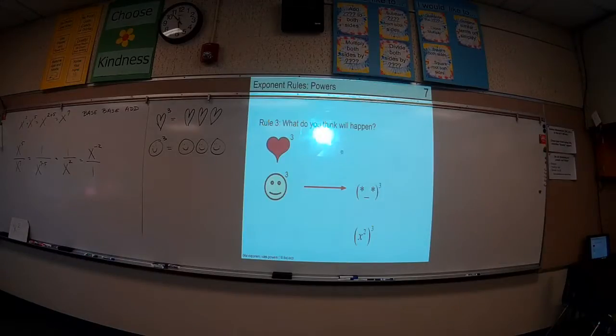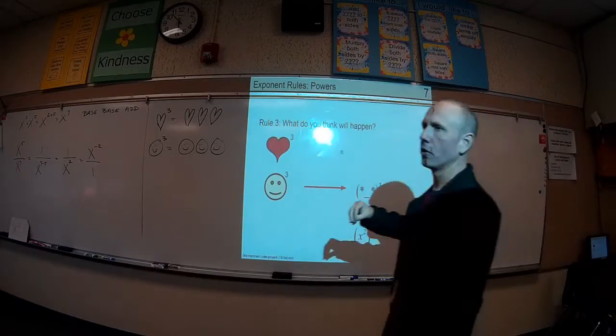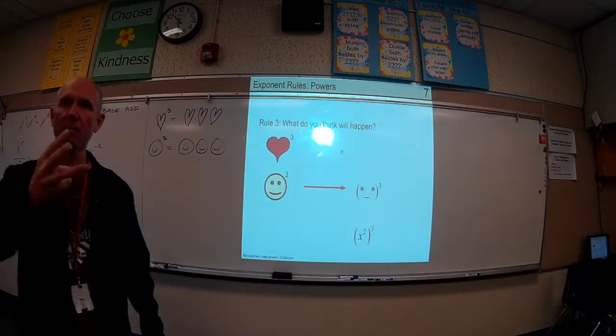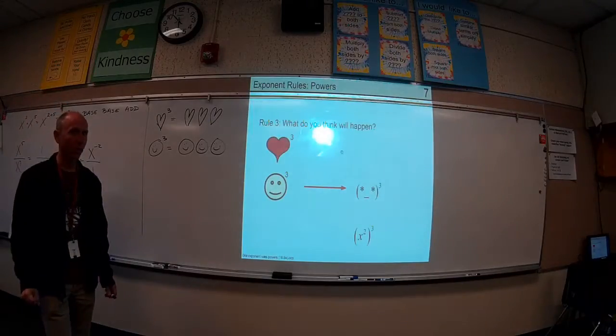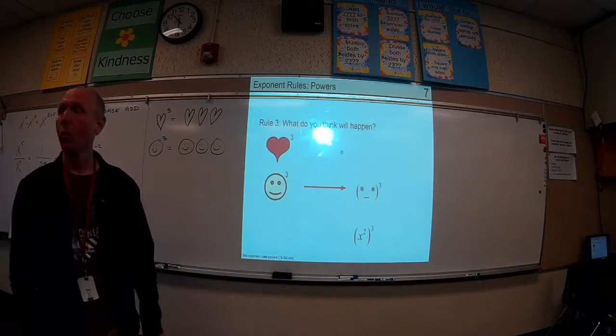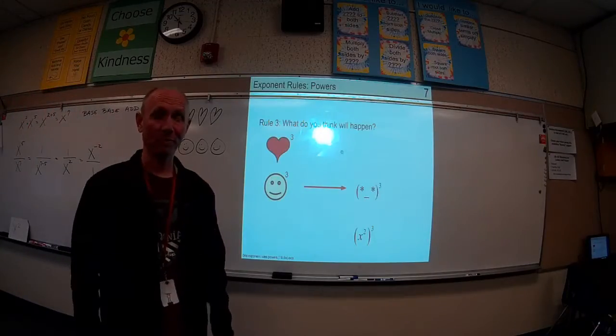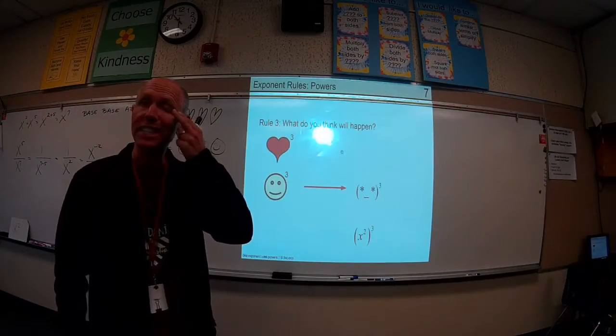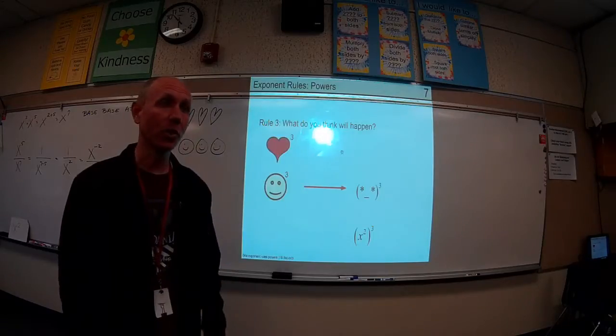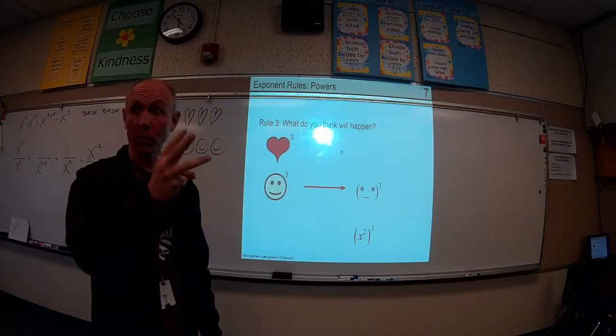Okay, follow with this pattern. What's heart to the 3rd? Heart, heart, heart. What's happy face to the 3rd? Happy face, happy face, happy face. What's X to the 3rd? X, X, X. What's Bobo to the 3rd? Bobo, Bobo, Bobo. What's turtle to the 3rd? Turtle, turtle, turtle.